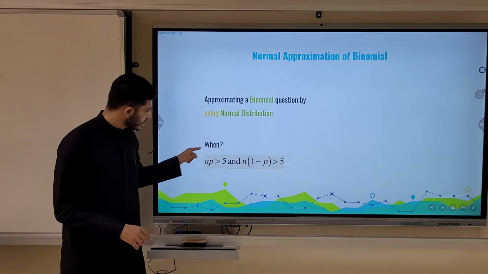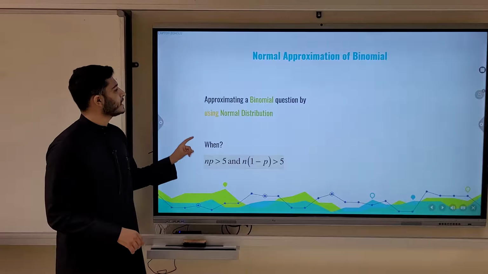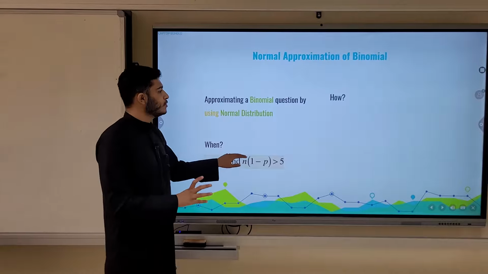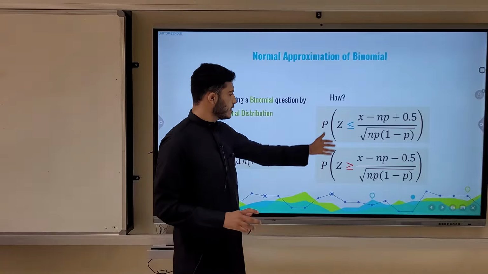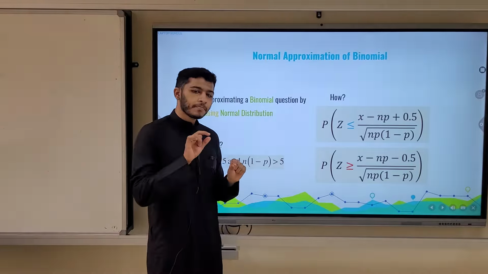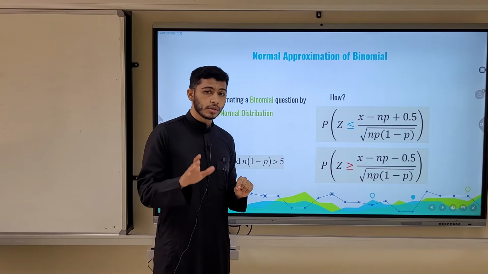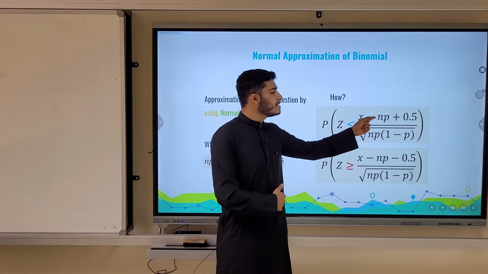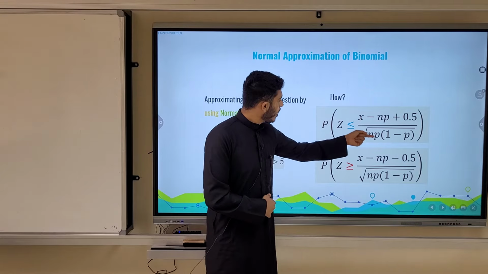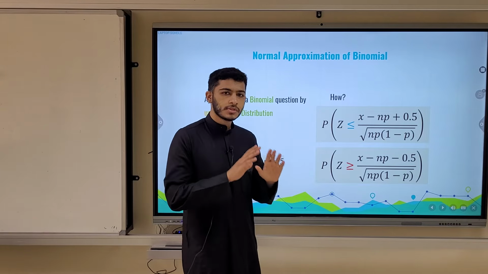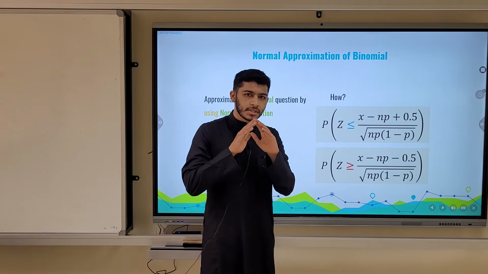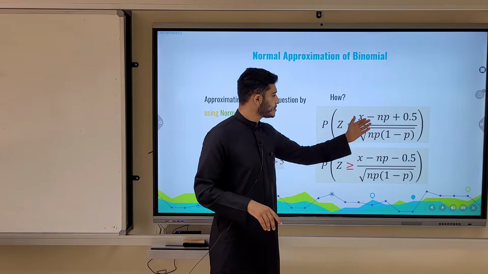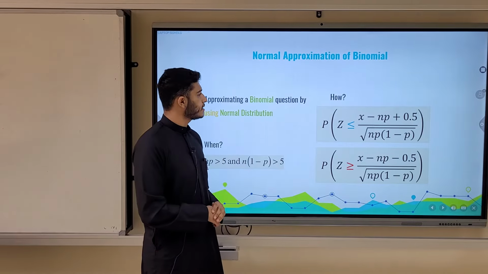In this condition, you can approximate binomial using normal distribution. Well, how can I do that? You can do it using these two horrendous-looking expressions, but they have a simple logic that we are all used to. You have X subtracted by the mean of the binomial divided by its standard deviation. So it's nothing except standardization.